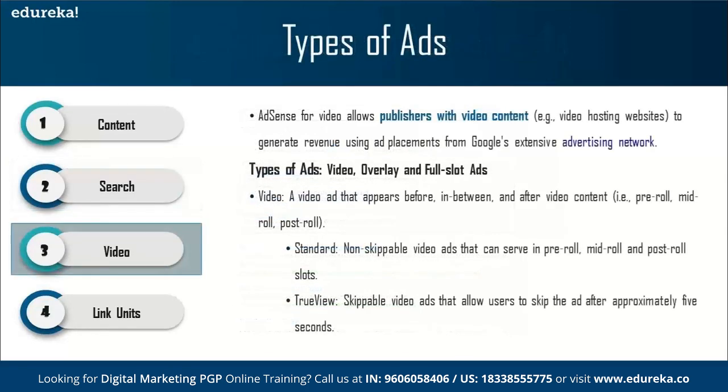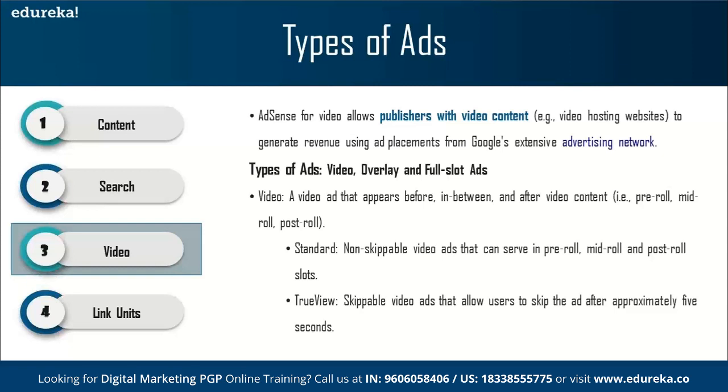Okay, let's move to the next ads, that is video ads. AdSense for video allows publishers with video content to generate revenue using ad placement from Google's extensive advertisement network. You have to remember one point here. If you are showing a video ad, that video has to be hosted on Google's YouTube channels.